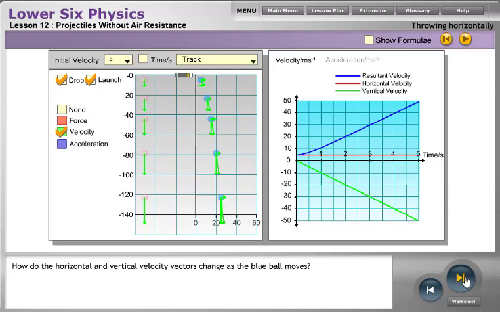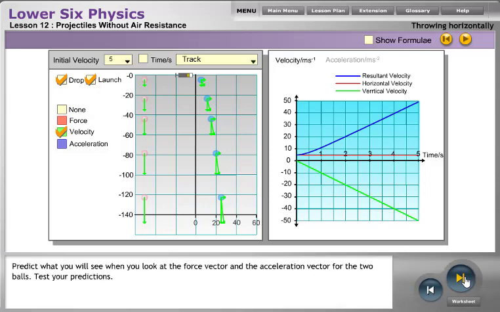How do the horizontal and vertical velocity vectors change as the blue ball moves? Answer: the horizontal component remains constant. The vertical component increases steadily as the ball accelerates.